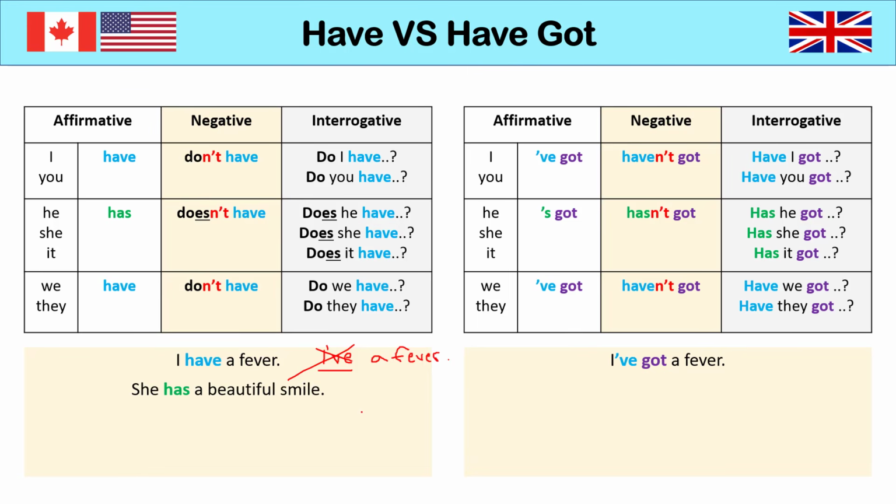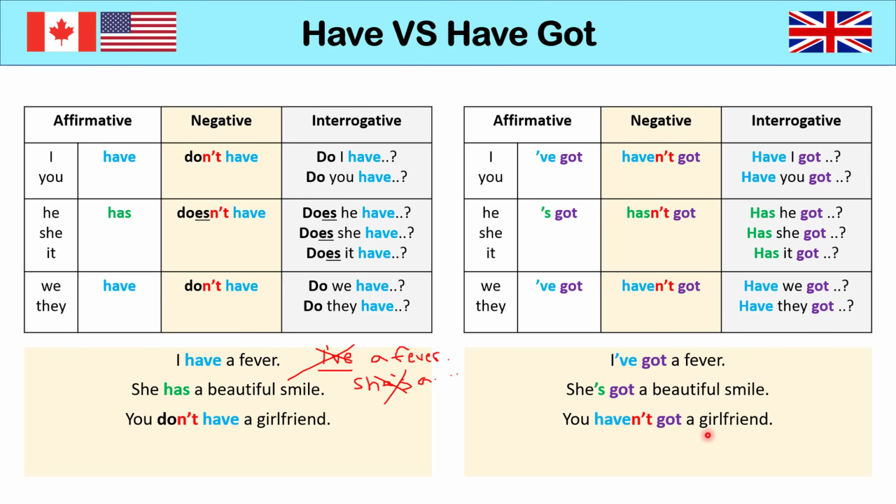She has a beautiful smile. She's got a beautiful smile. Again, you can't say she's a beautiful smile. You have to say she has a beautiful smile or she's got a beautiful smile. You don't have a girlfriend. You haven't got a girlfriend. Some people make the mistake and say, you don't have got, and that's incorrect. You don't have or you haven't got.